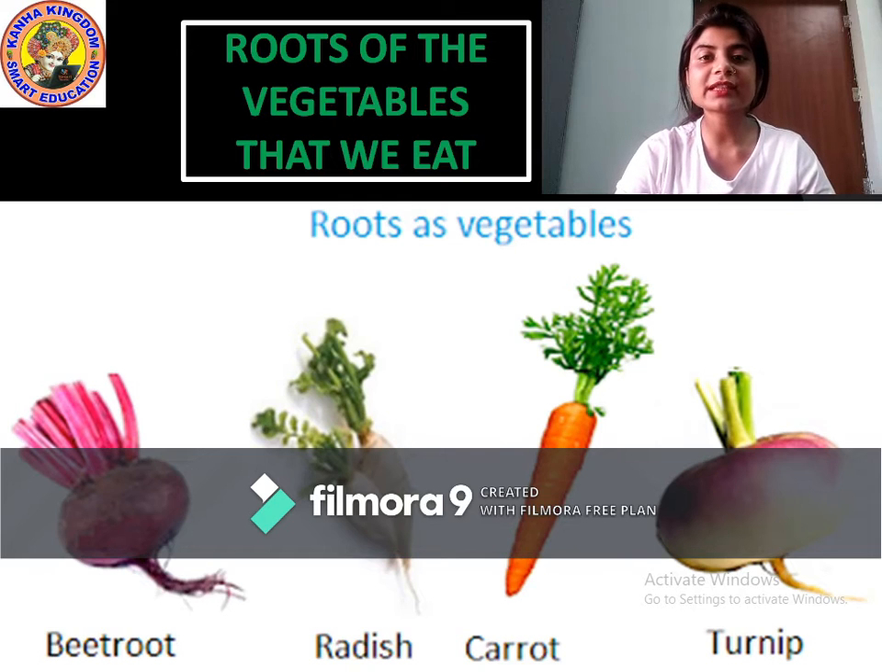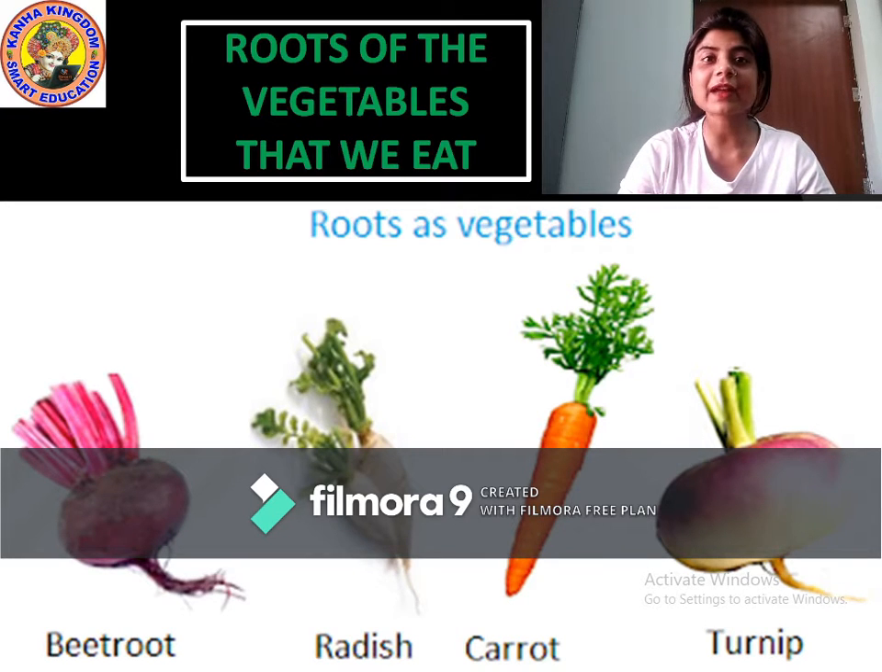Can you see the picture? Roots of the vegetables that we eat, like beetroot, radish, carrot and turnip. These are the roots of a plant that we eat. This part of the plant grows under the soil, inside the soil. That is why these are called the root of the plant.